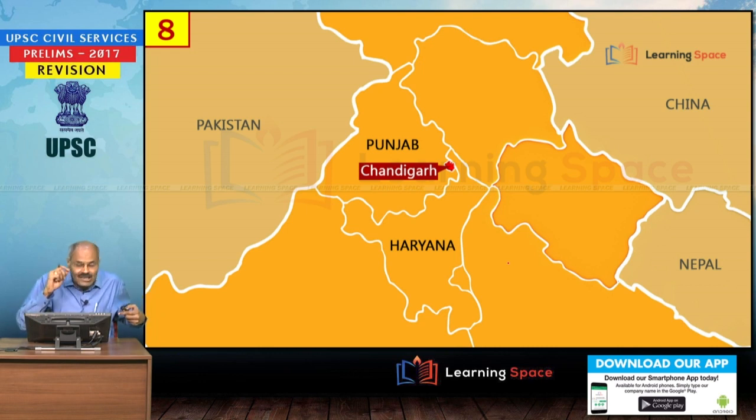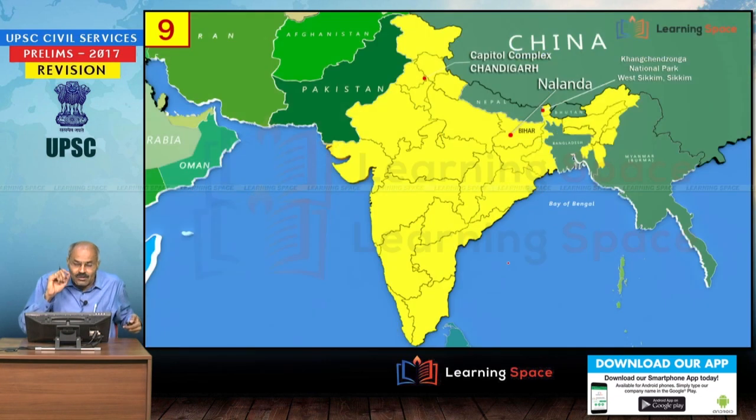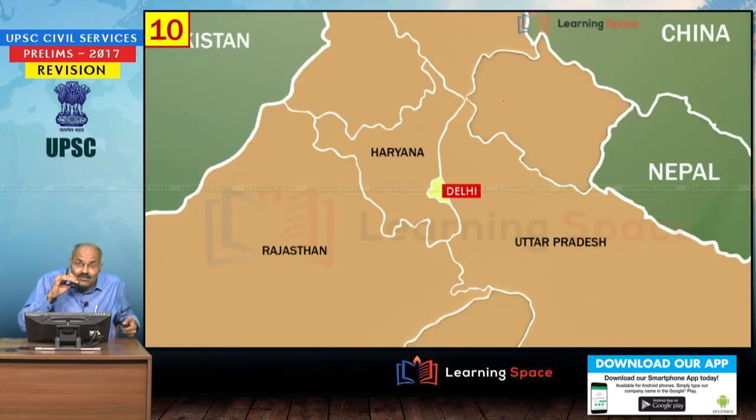If you look at Chandigarh, Chandigarh is the common capital for both Haryana and Punjab. That is one part, and Chandigarh shares border with Punjab and Haryana. When you look at Chandigarh, please don't forget this capital complex, this Chandigarh capital complex. At the same time, Nalanda and Kanchenjunga National Park, these three were included as World Heritage Sites. So these things please don't forget.